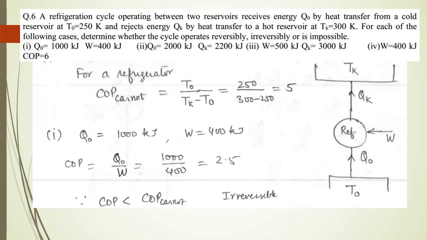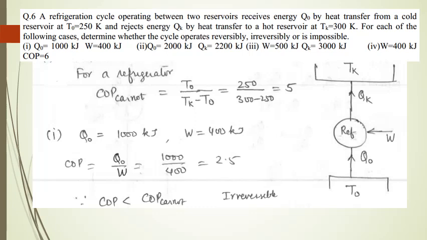A refrigeration cycle operating between two reservoirs receives energy Q0 by heat transfer from a cold reservoir at T0 equals 250 Kelvin and rejects energy Qk by heat transfer to a hot reservoir at Tk equals 300 Kelvin. For each of the following cases, determine whether the cycle operates reversibly, irreversibly, or is impossible. Now here also the refrigerator is operating between two temperature reservoirs, the low temperature reservoir having the temperature of 250 Kelvin, whereas the high temperature reservoir is having the temperature of 300 Kelvin.